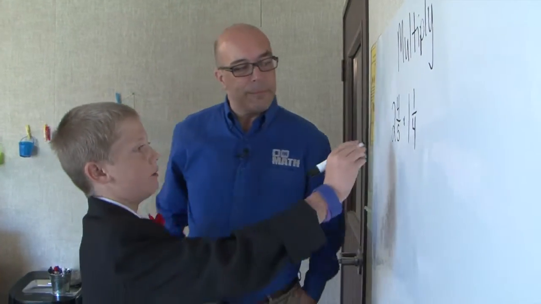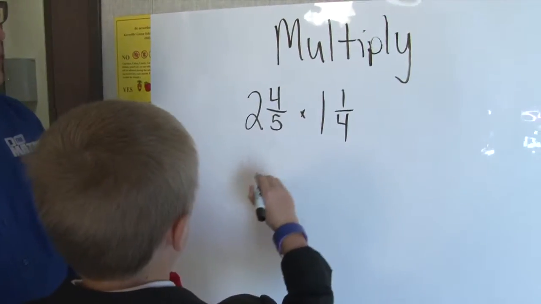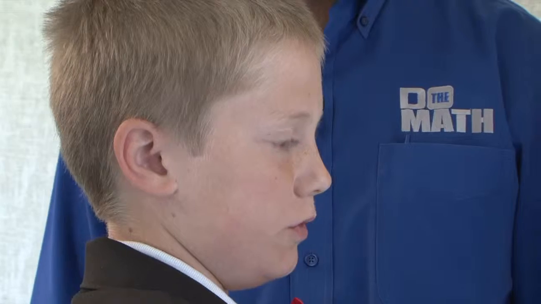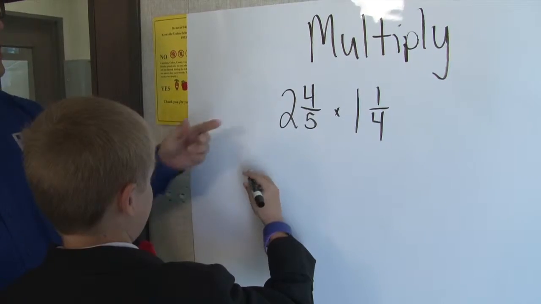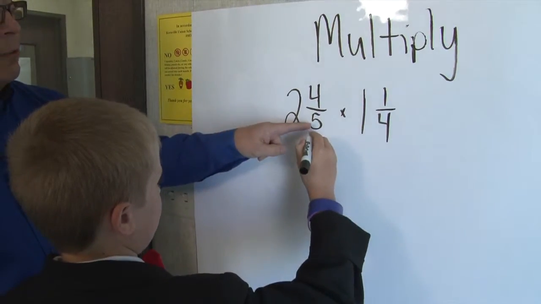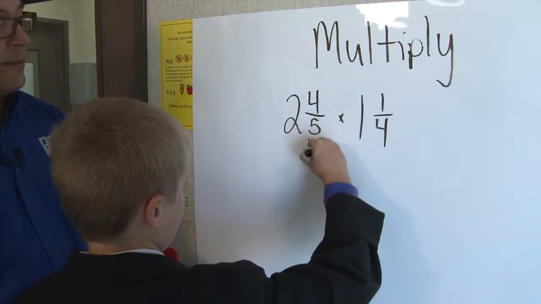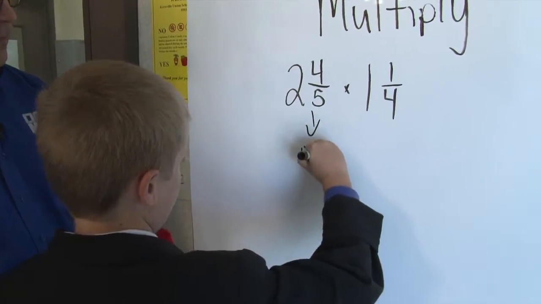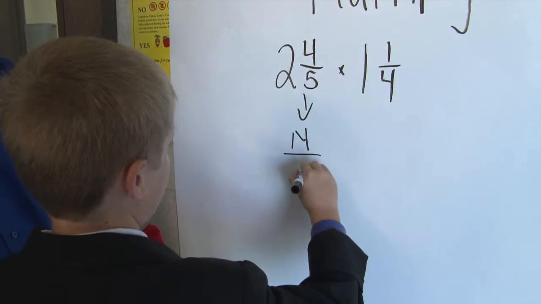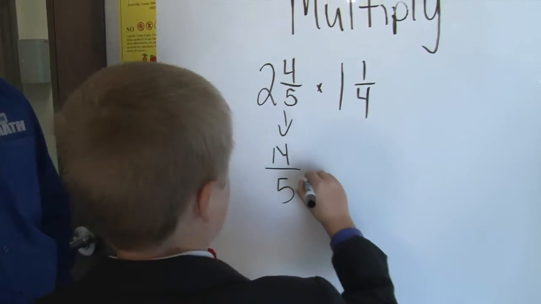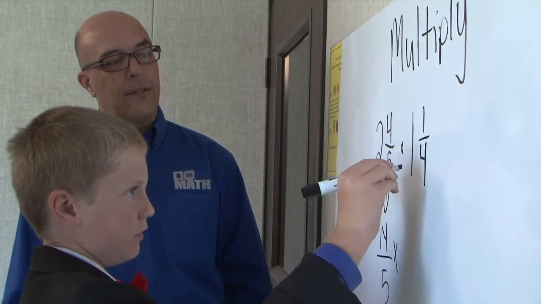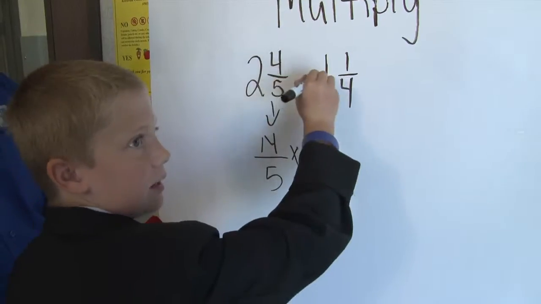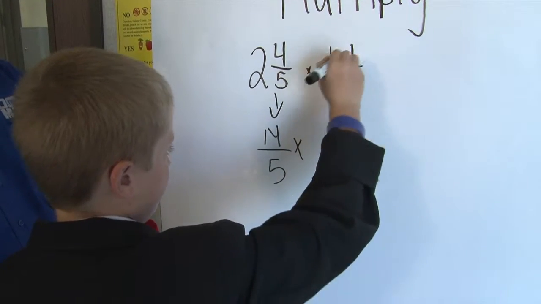Okay, so to start, I will start with this 2 4/5, and I would do 2 times 5 plus 4. You can just explain it in your head, right? So 2 times 5 is 10, plus 4 is 14, so then it would end up being 14 over 5. And then it would be times 1 1/4, but I can't do that because it's another mixed number, so I would do 4 times 1 plus 1, which would be 5 over 4.